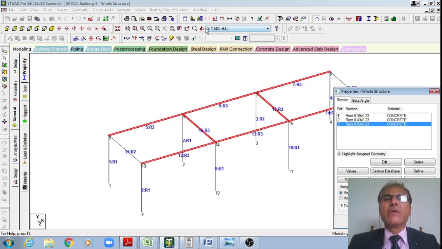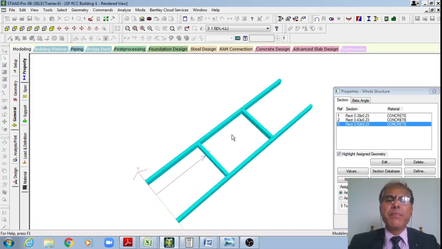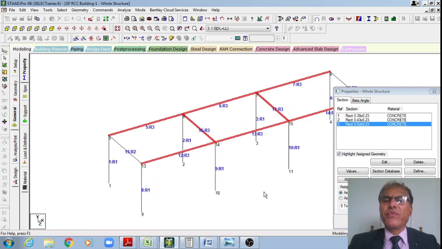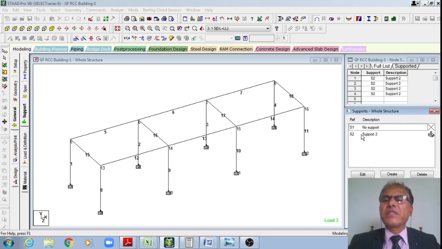And these 3 span continuous beams as well as these single span intermediate beams B8 and B9 are of 230 by 525. Once I define these, I don't require any beta angle. Therefore, I don't have any specification. In today's class, I'll not go into the specification, student. Then I'll define the supports.